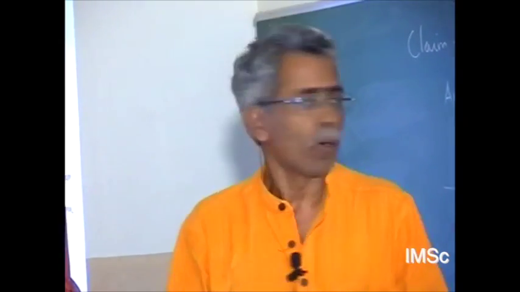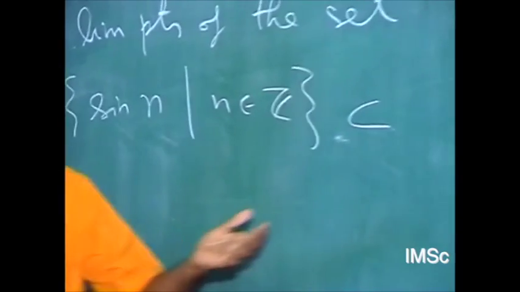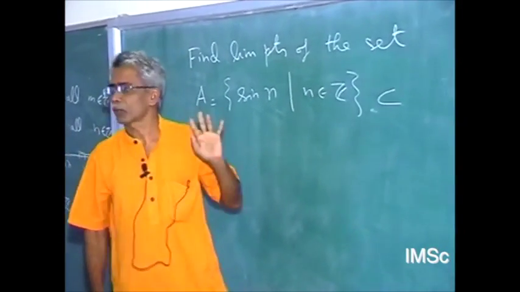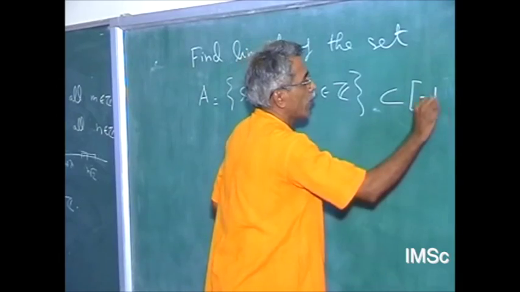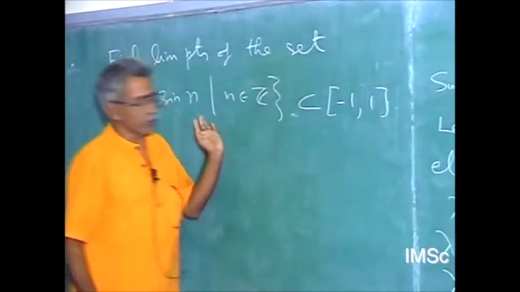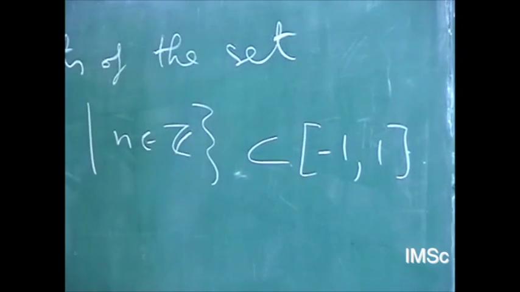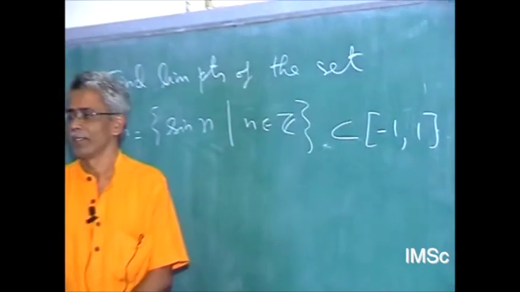So whatever it is, it is contained in the range of the sine function. The range for the sine function is -1 to +1. Very good. Whatever the set of limit points is, it has to be contained here. What is it? What is your guess?